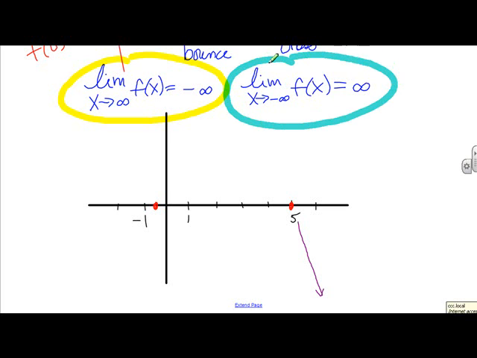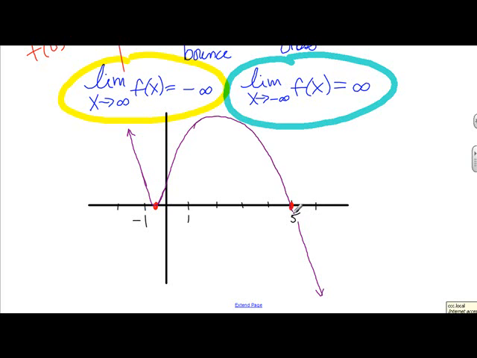I know it's going to touch the x-axis at -1/2 and 5. Curve's going to bounce at -1/2, which means it's got to come back up. It's going to have to change direction somewhere up there to come back down and cross the x-axis at positive 5. So our polynomial function might look something like this.